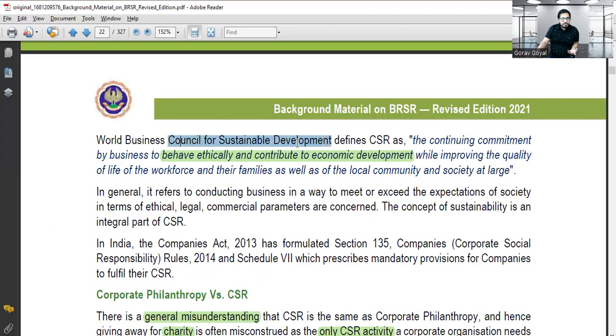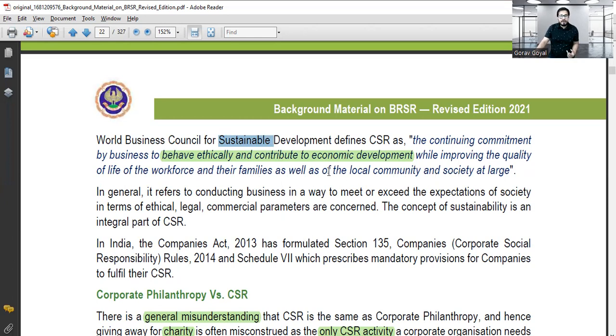The World Business Council for Sustainable Development defines CSR as a continuing commitment by the business to behave ethically and contribute to economic development. So this is continuing, and this is a behavior. That sustainability, you see, is a very wider term, while improving the quality of life of the workforce, their families, as well as the local community and society at large. So this is a very wider term.